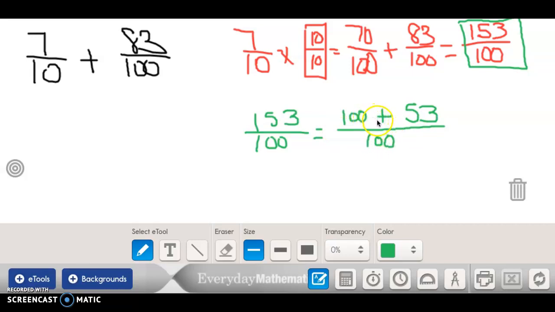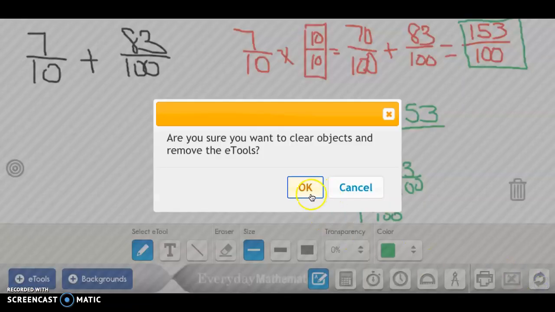Now that I have this separated, if I think about 100 over 100, I'm going to rewrite this so we have 100 over 100 plus 53 over 100. And I see here that I have 100 over 100. I know that when I have the same numerator and denominator, that is equal to 1 whole. And then I'm going to add that to 53/100ths. So my new answer, or mixed number, is 1 and 53/100ths.